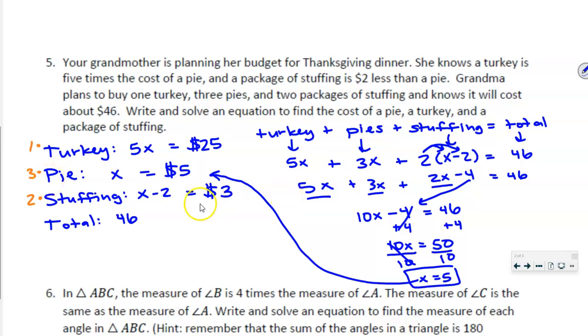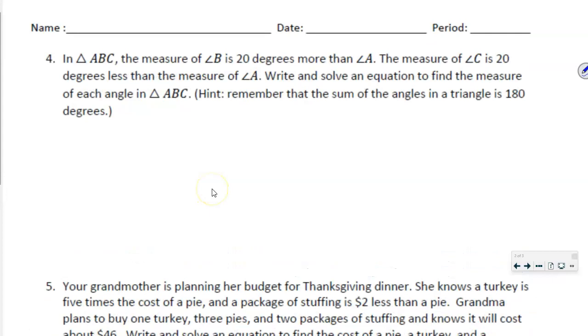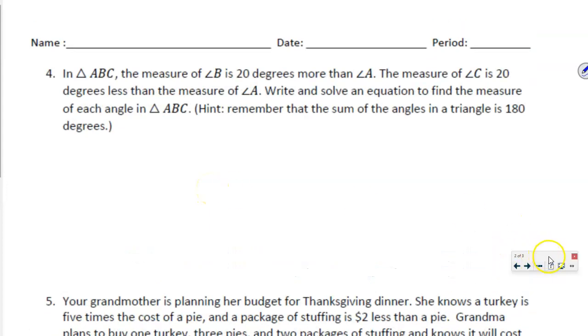Our final 2 problems are about angles in a triangle. Although we have not had our geometry unit yet, we know from our previous lessons, as well as from the hint, that the sum of the angles in a triangle is 180 degrees. That means when I add up all 3 angles in a triangle, I get 180.